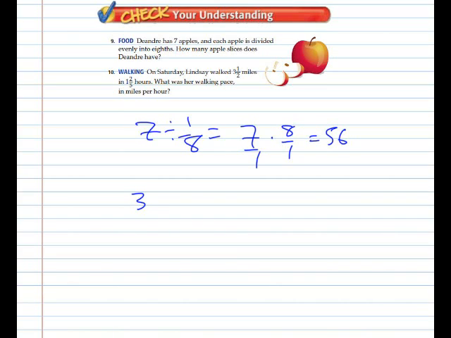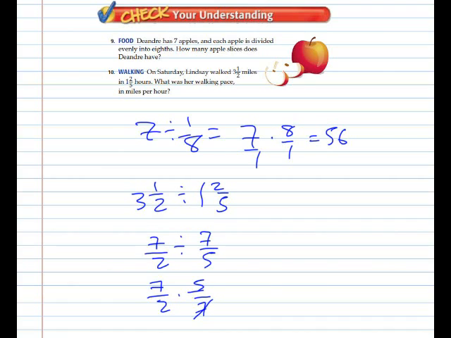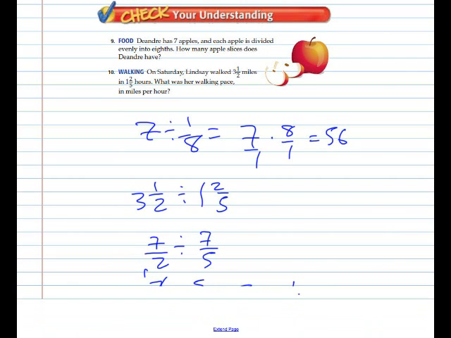On Saturday, Lindsay walks 3.5 miles in 1 2/5 hours. What was her walking pace in miles per hour? I got 7/2 divided by 7/5 becomes 7/2 times 5/7. Simplify here and here. I get 5/2, which is 2 1/2 miles per hour.